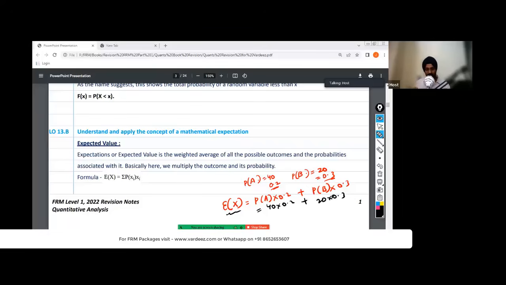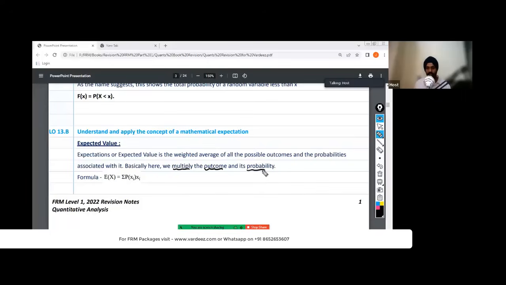Expected value, simplistically, is the weighted average of all the possible outcomes. As you can see here, we just multiply the outcome and its probability. When we roll a dice, what is the probability of having 1? 1 by 6. The outcome is 1, right? So we can just have all the probabilities for each of these outcomes in the expected value. All right, that's the thing about the expected value that you should know.